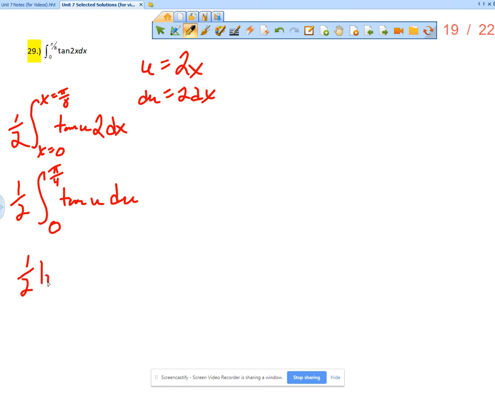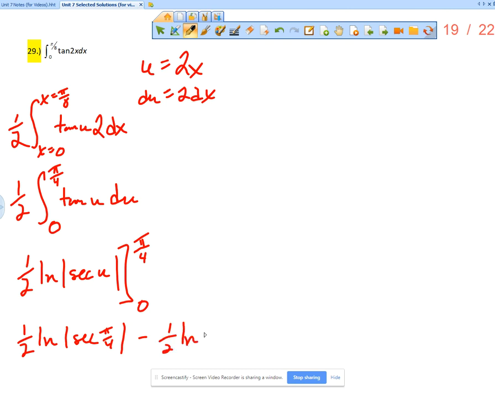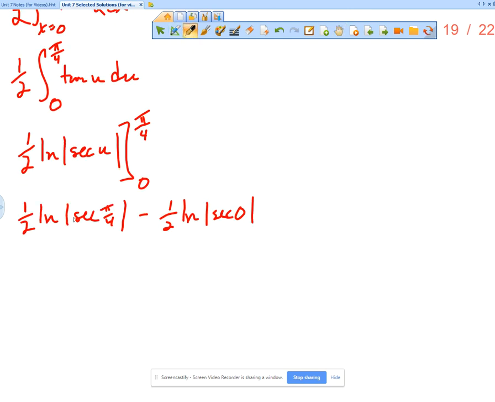What is the integral of tangent? Natural log of the absolute value of the secant of u. And then we're going to evaluate that from 0 to pi over 4. Alright, so 1/2 natural log of the secant of pi over 4 minus 1/2 the natural log of the secant of 0. Alright, so the secant of pi over 4.